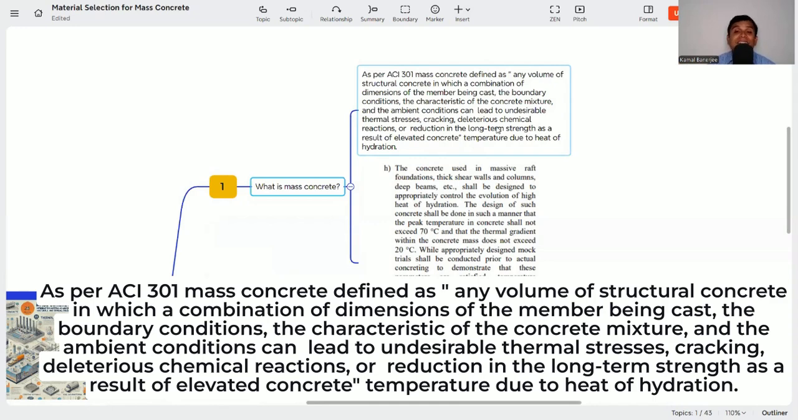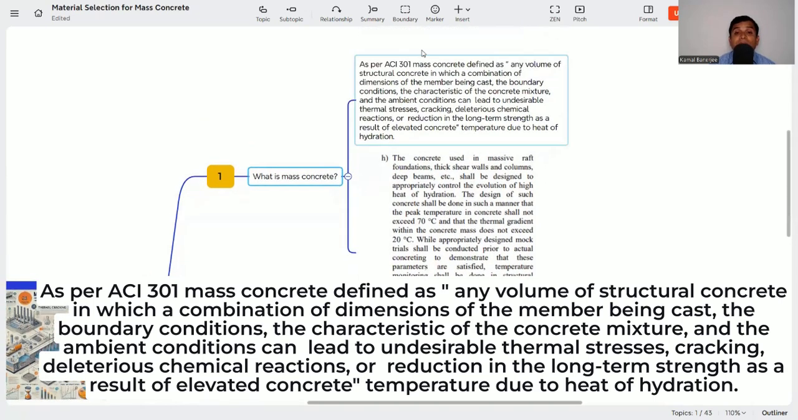Why? Because if a crack is generated, that crack will be prone to chemical attack, and if chemical attack is there, strength and durability will be a problem, or there will be a reduction in strength and durability. That is why ACI has given the definition that the strength reduction is a result of elevated concrete temperature due to heat of hydration. So this is the definition of mass concrete as per ACI 301.